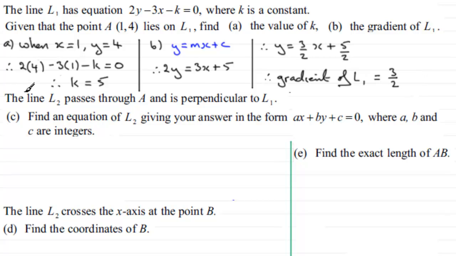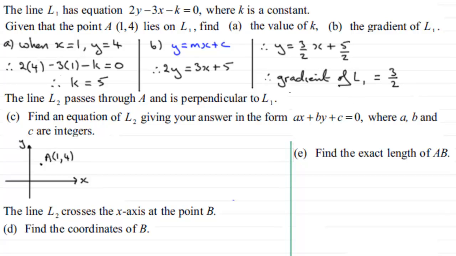Now, we next have the line L2 passes through A and is perpendicular to the line L1. And we've got to find an equation of L2, giving your answer in the form ax plus by plus c equals 0, where a, b and c are integers. To do something like this, I would want to draw a sketch. So we'll have our y-axis here, and we'll have our x-axis, say, here. So we've got the point A, 1, 4. So imagine that we go 1 across here, 4 up, and that's our point A at 1, 4.